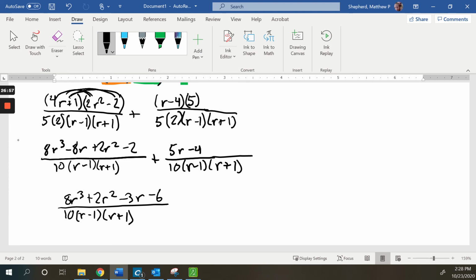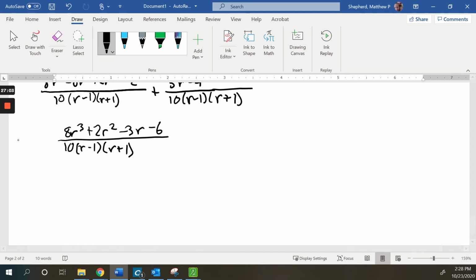And now I just want to quickly see, can my numerator be factored? So if I'm looking at 8r cubed plus 2r squared minus 3r minus 6, greatest common factor of the first would be a 2r squared, and we'd be left with 4r plus 1. We could pull out a negative 3 from both of those, and then we get r plus 2. I'm not really getting anything that's going to simplify there.